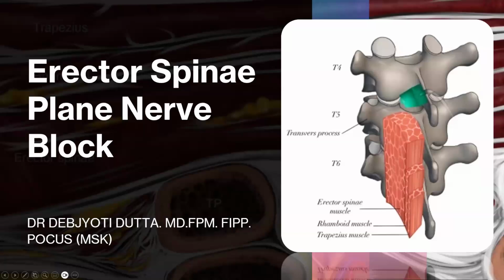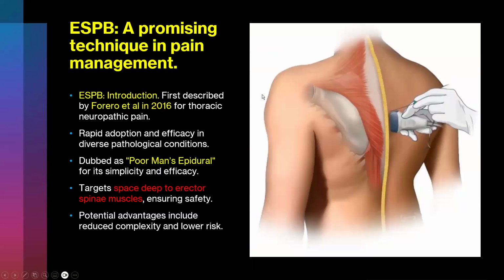Remember, it is a very simple block. It is hypothesized that the nerves which are coming from the thoracic paravertebral area go through small branches to the erector spinae plane as well. So the erector spinae plane block was first described by Ferraro et al. in 2016, and for thoracic neuropathic pain, it has shown rapid adaptation and efficacy, and in different pathological conditions it has been used, and it was initially dubbed the poor man's epidural.